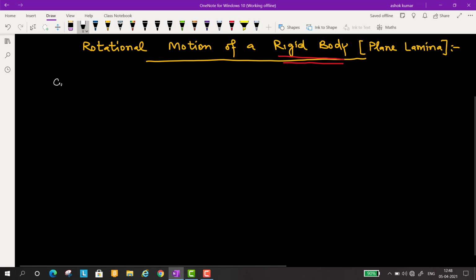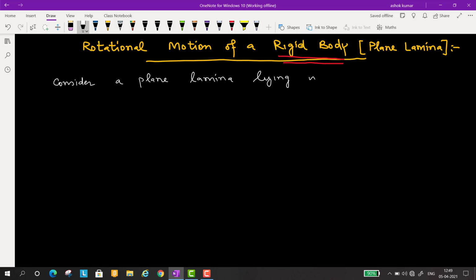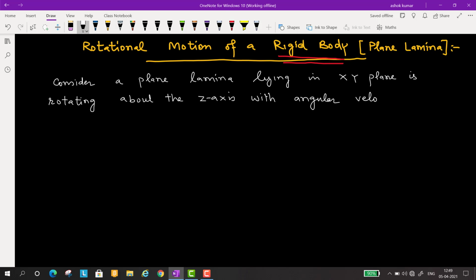So we consider a plane lamina lying in xy plane and is rotating about the z axis with angular velocity omega vector in anti-clockwise sense.